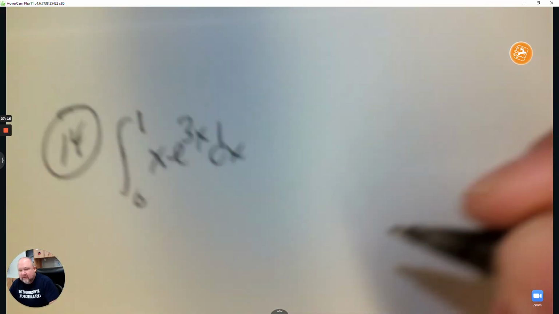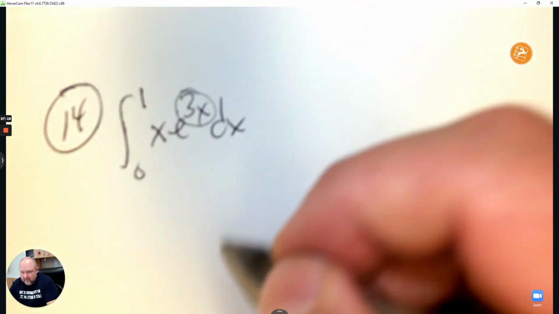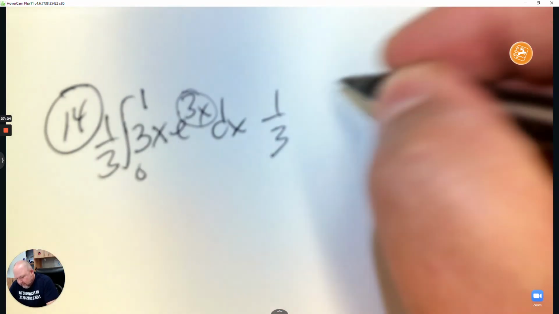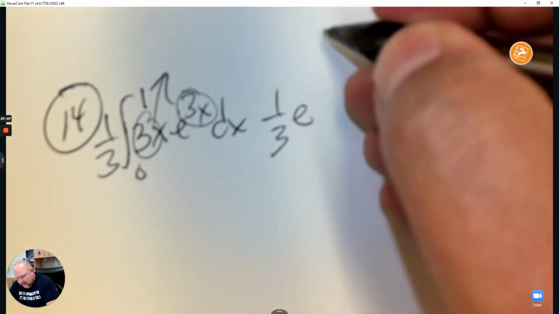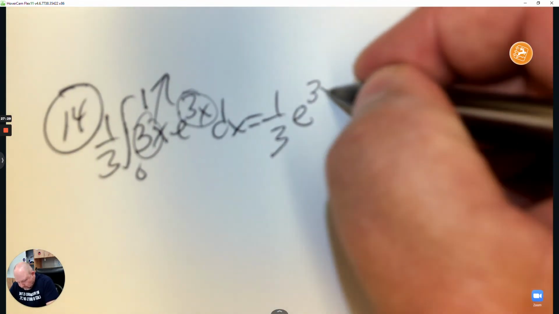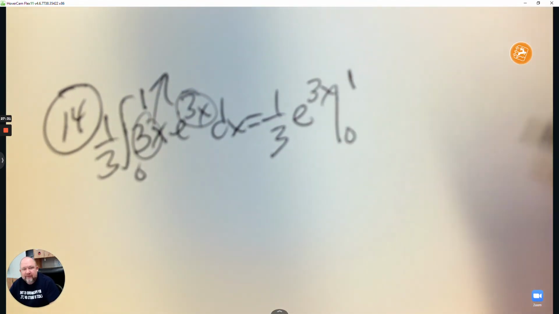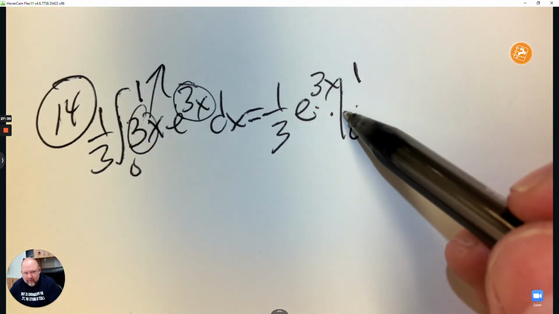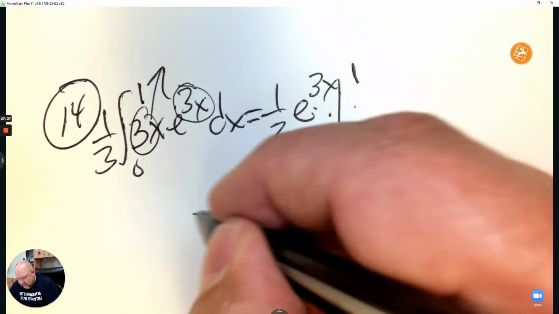All right, number 14, integral from 0 to 1 of x e to the 3x dx. Again, where does the hook come from? The derivative of 3x is 3. So I need a 1/3. So it's just 1/3, and the rule for e is to copy it. And no plus c. Some of you, when you have a definite integral, still want to go plus c. No plus c. We have bounds, and then we plug in those bounds.